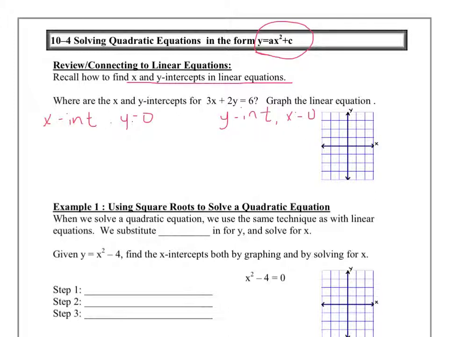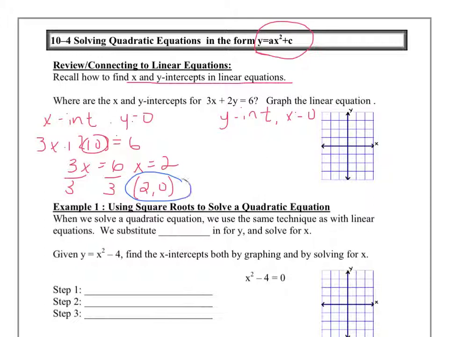Okay, so let's do the first one. We're first finding the x-intercept, so that means that we're going to put in 0 for y. 2 times 0 is 0, so I just have 3x is equal to 6. Divide by 3, so here x is going to be 2. Writing it as a coordinate, the intercept is at 2, 0.